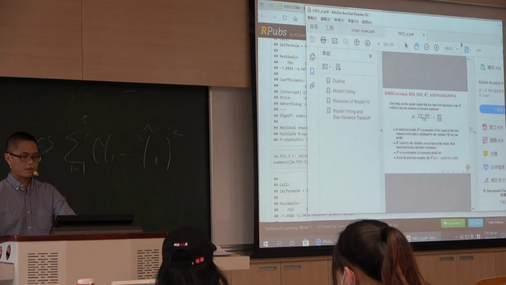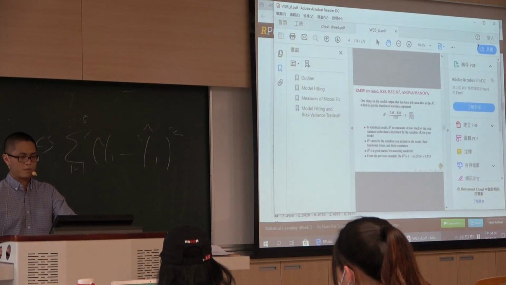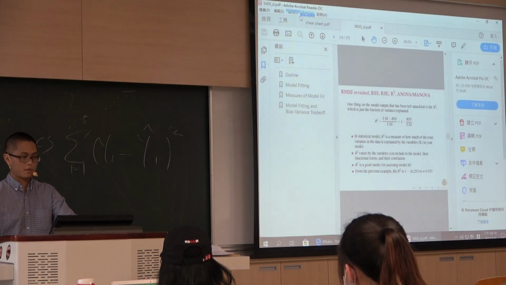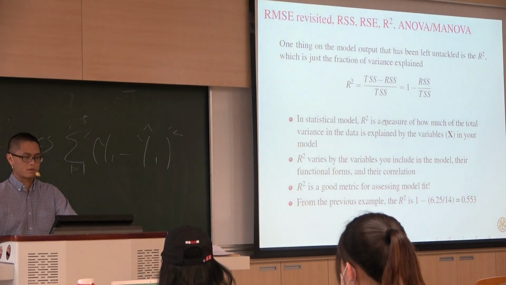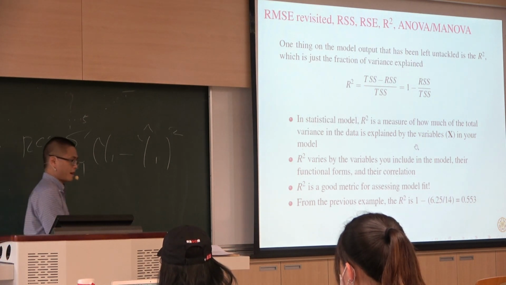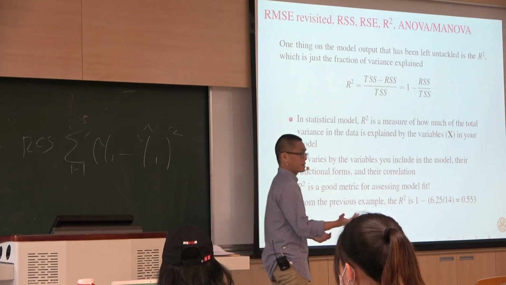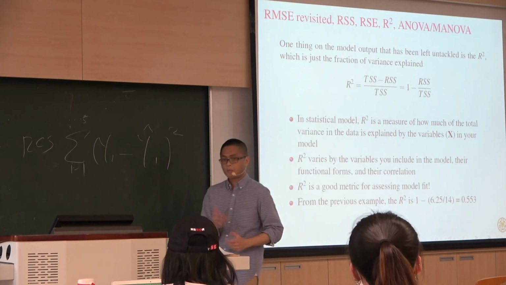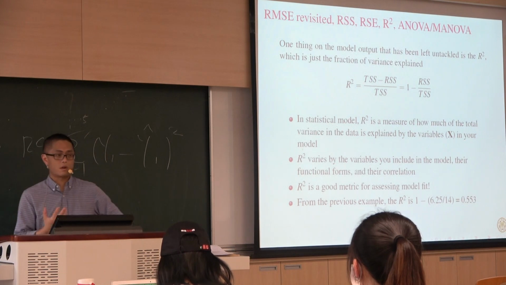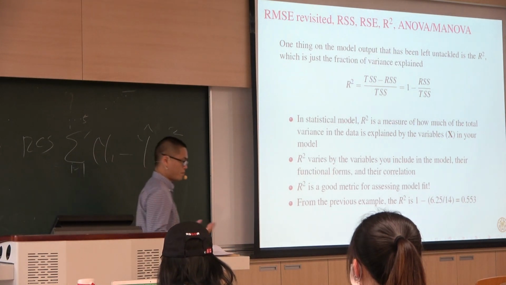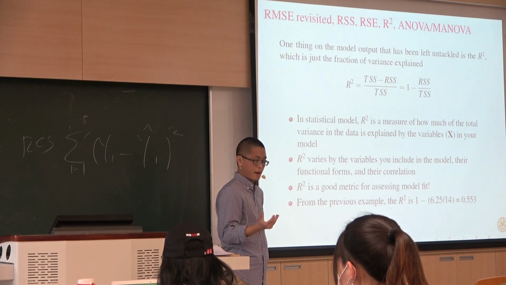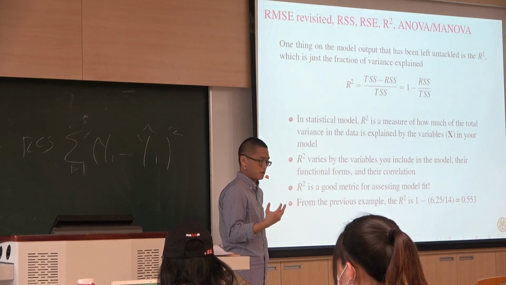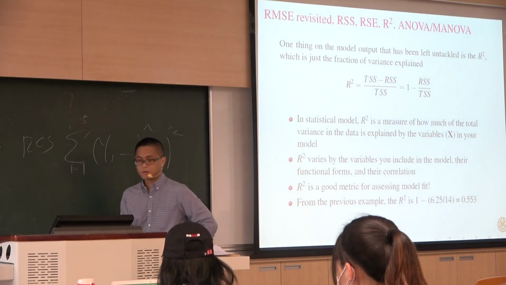Well, it's actually a measure of the proportion of variance being explained by the model that you fit and throw into your statistical package. Right, because you know that TSS minus RSS is MSS, the model sum of squares. And MSS means the proportion of variance in the data, or in y, your outcome variable, that's being explained by your explanatory variable, by your model, right?